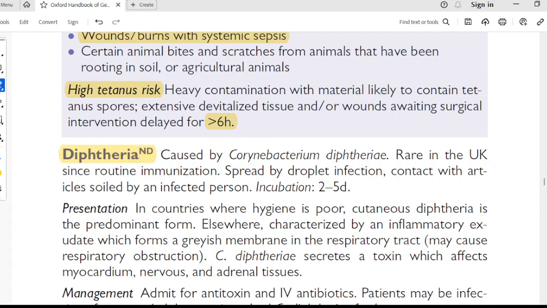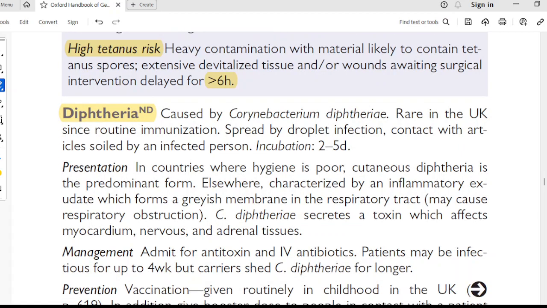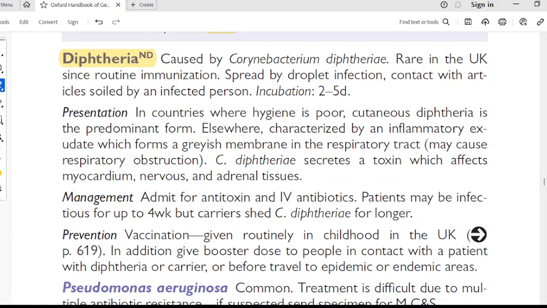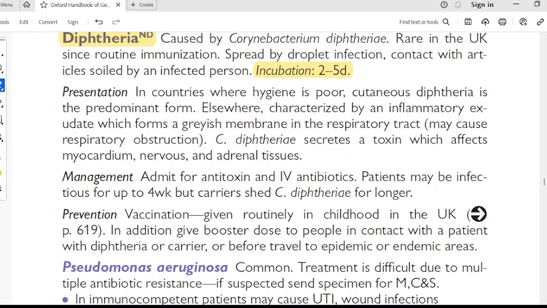Diphtheria. Caused by Corynebacterium diphtheriae, rare in the UK since routine immunization. Spread by droplet infection and contact with articles soiled by an infected person. The incubation period is 2 to 5 days. Presentation: in countries where hygiene is poor, cutaneous diphtheria is a predominant form. Elsewhere it is characterized by inflammatory exudate which forms a grayish membrane in the respiratory tract and may cause respiratory obstruction.